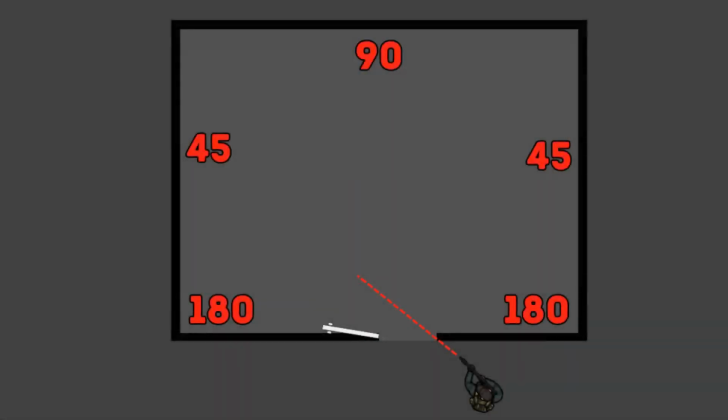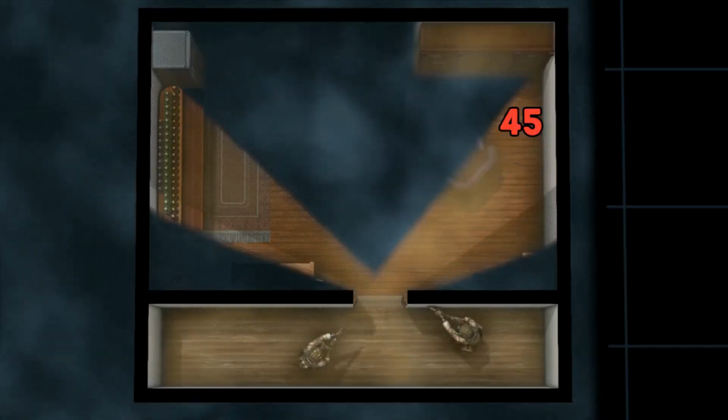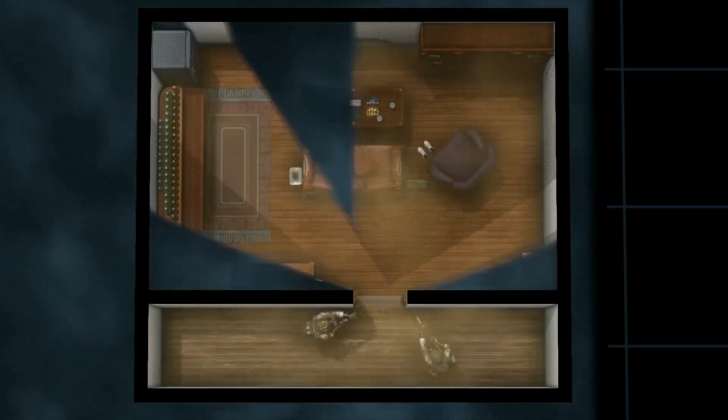Next, let's talk about the 45-degree angles. These are positioned roughly 45 degrees to the right and left of the door. At the 45, you are at an oblique angle from the door or other point of entry, providing a deeper perspective into the room while your exposure remains limited. This deeper perspective is critical, as the information gathered at the 45 may alter the tactics used at the doorway.